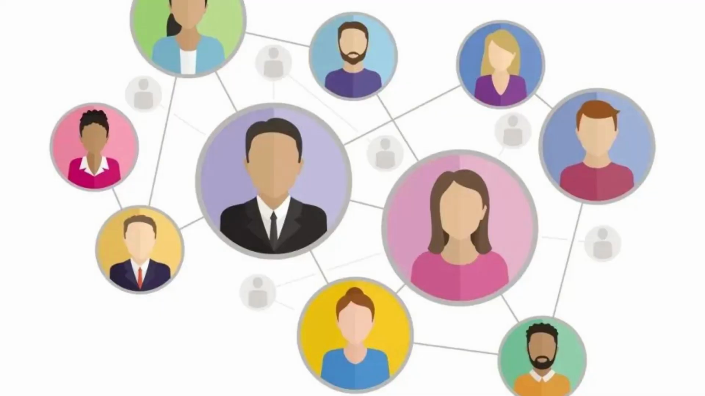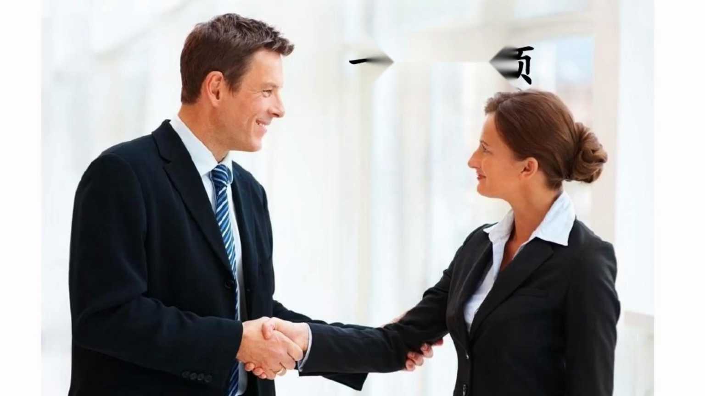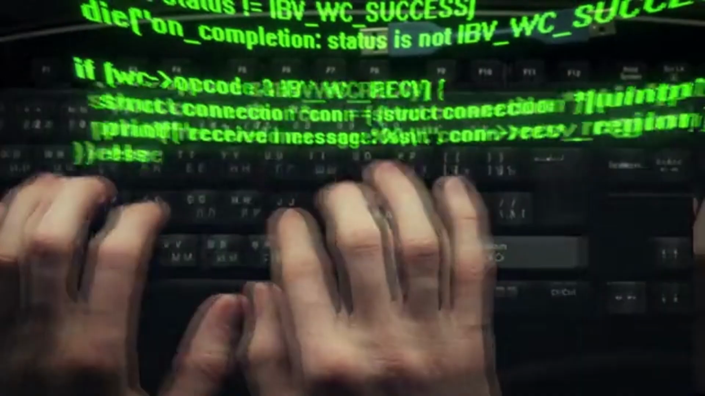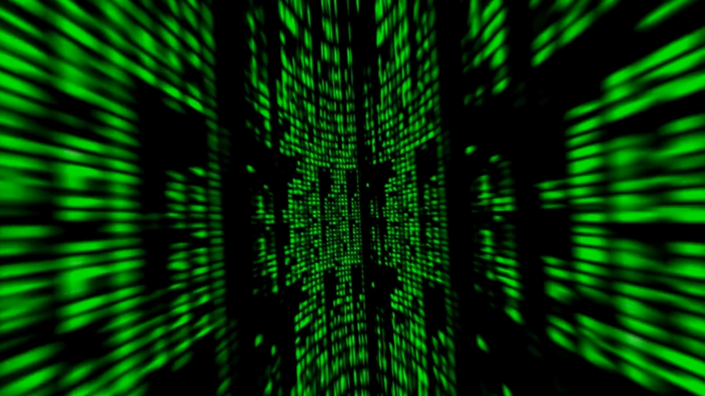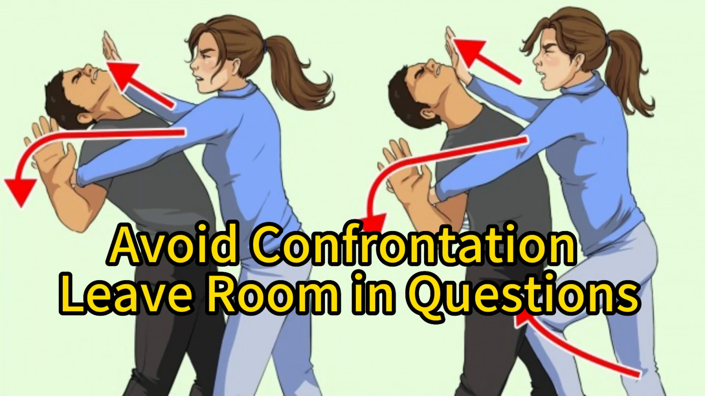Mastering these skills takes time and practice, but will prove invaluable whether you are counseling a troubled teen, negotiating a business deal, or just making meaningful connections. Let's begin looking at these 9 techniques to elicit hidden information from others. Technique 1. Avoid confrontation. Leave room in questions.